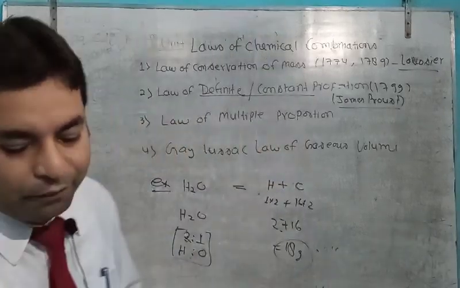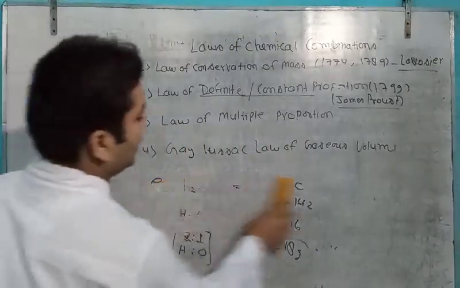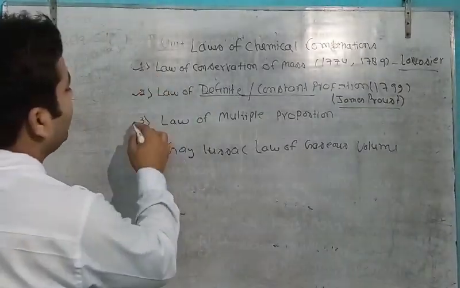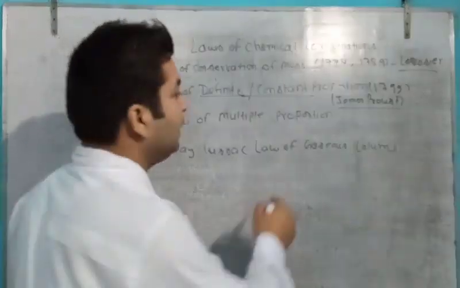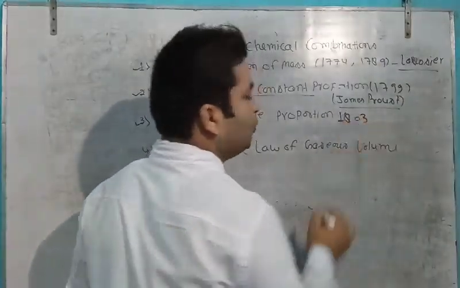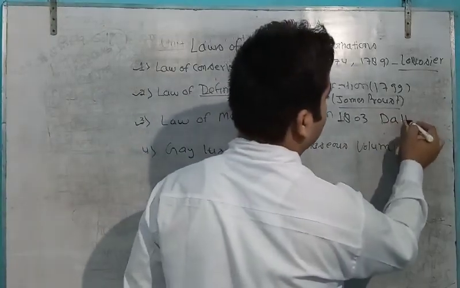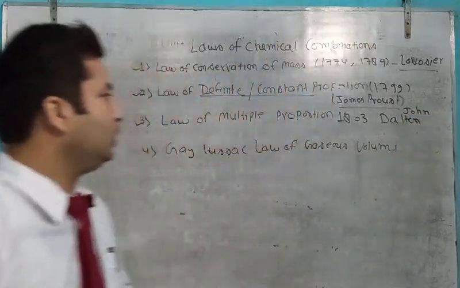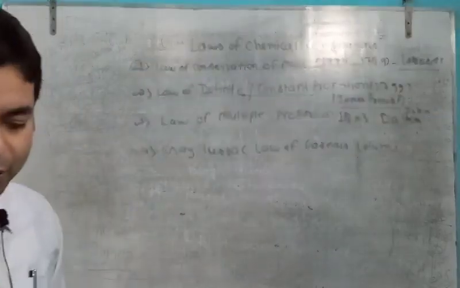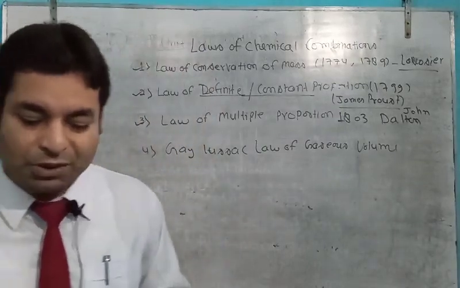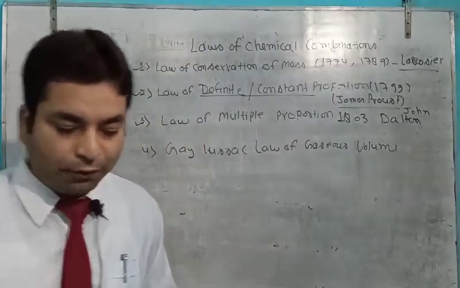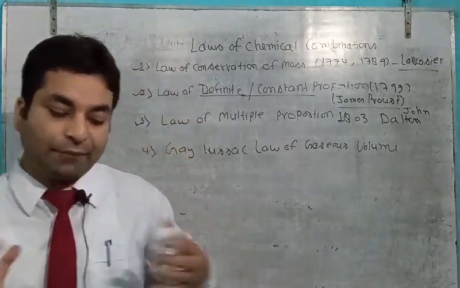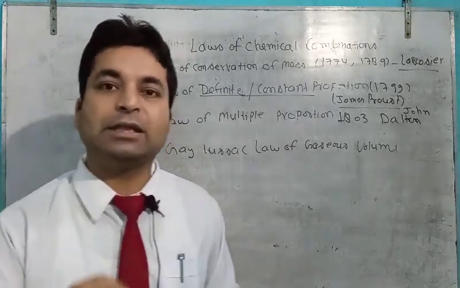And now the third, the law of multiple proportions. The law of multiple proportions was given in the year 1803 by the scientist John Dalton. According to this law, if two elements combine to form more than one compound, then the masses of one element combined with a fixed mass of the other element will be in a simple whole number ratio.